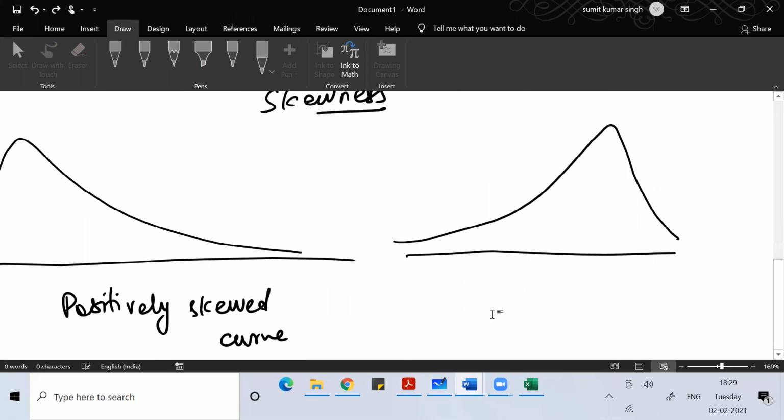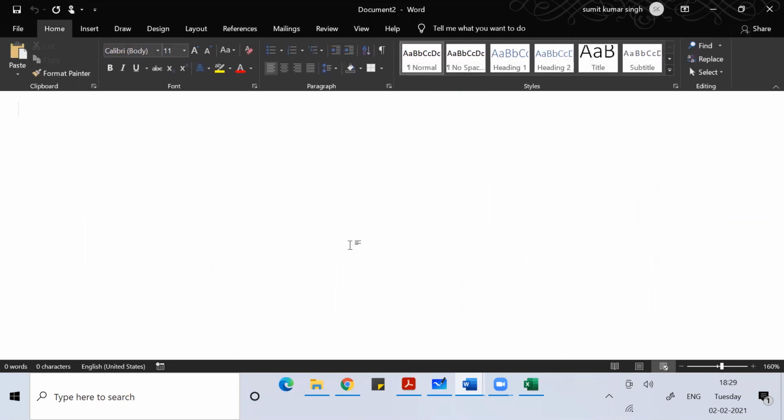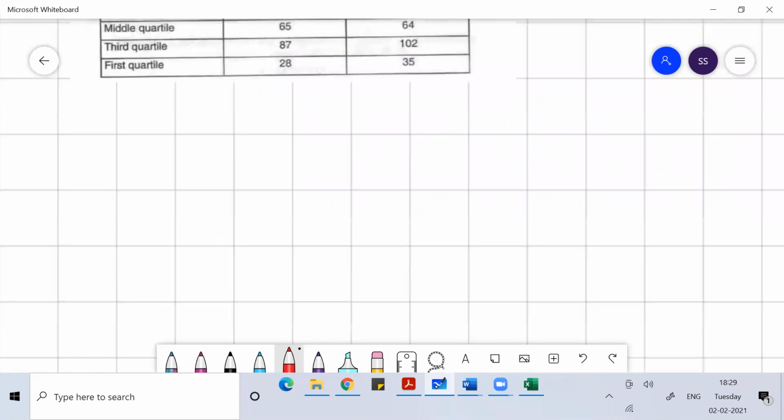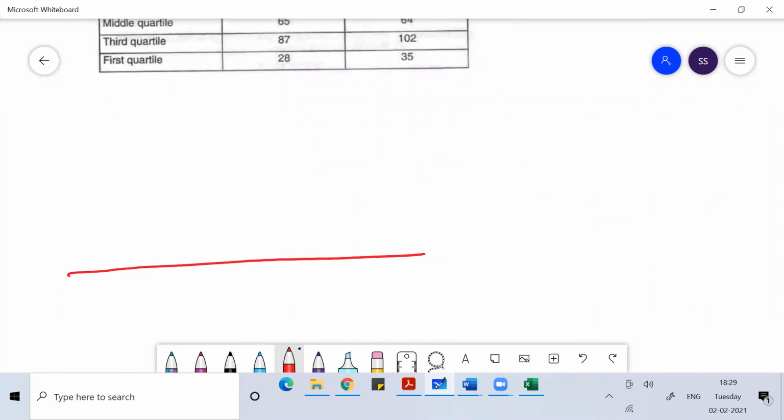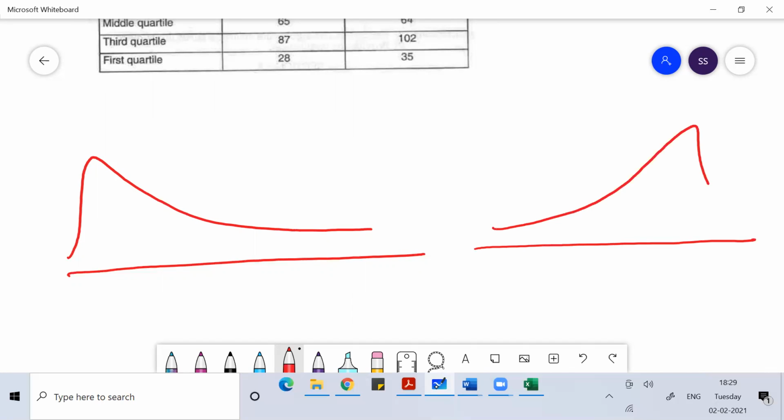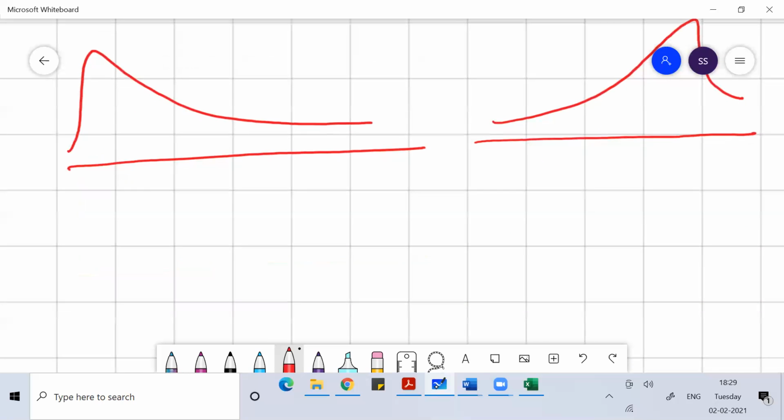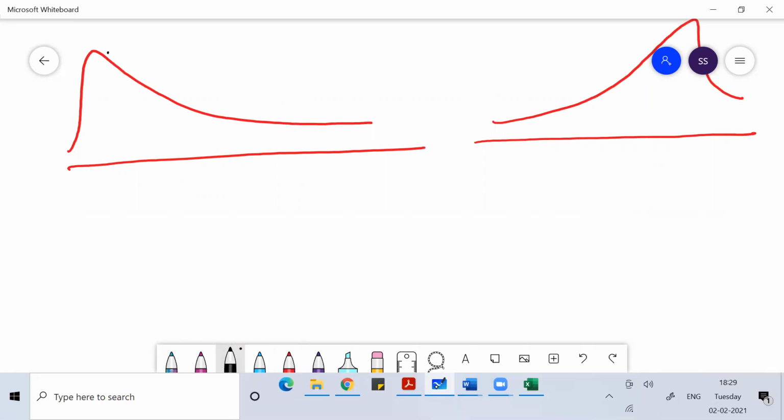This is called a negatively skewed curve. You can understand, this is called a positively skewed curve, and this is called a negatively skewed curve. Under a positively skewed curve, mean, median, and mode will not lie at the center. Here will be the mode, then you have the median, and then you have the mean. So this is basically a positively skewed curve.